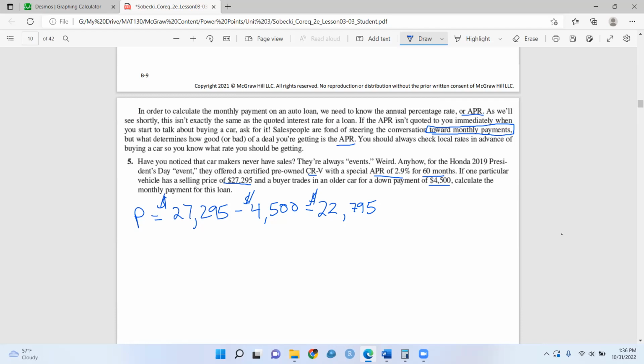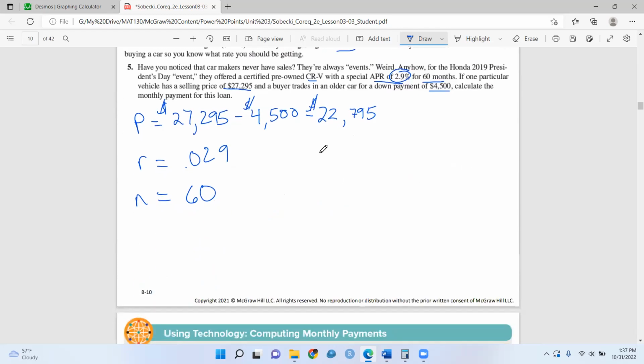Okay. So this interest rate, by the way, is amazing. 2.9%. So here's the price of the car. The R is 0.029. The only other thing we need is the total number of payments, and we're going to make 60. This is a 5-year loan. 60 divided by 12 is 5. So we have everything we need. Just smash it into the formula and away we go. I'm going to write it down, and then I'm going to let Desmos do all the work.